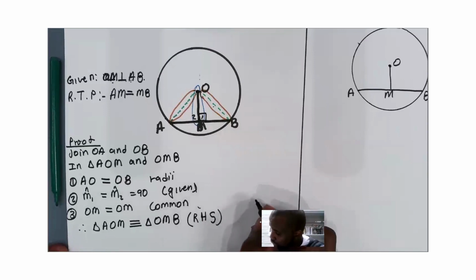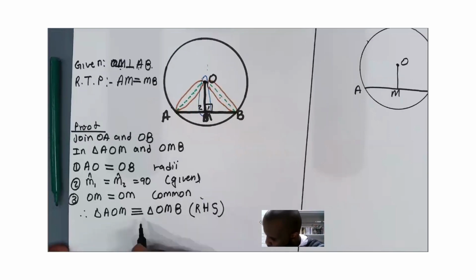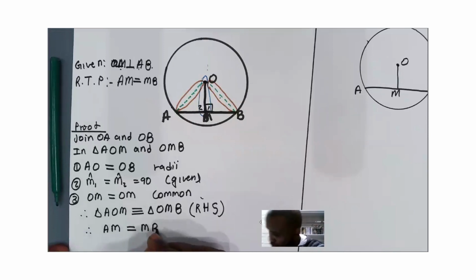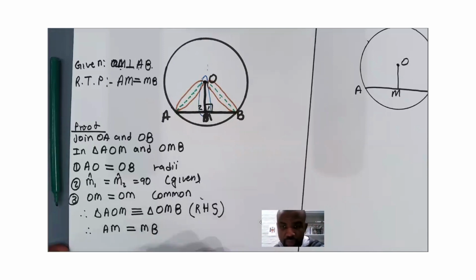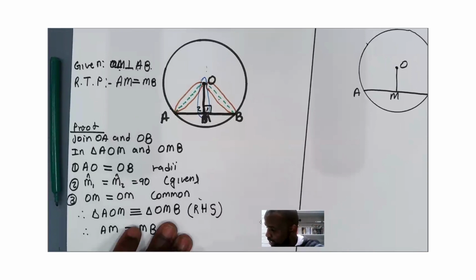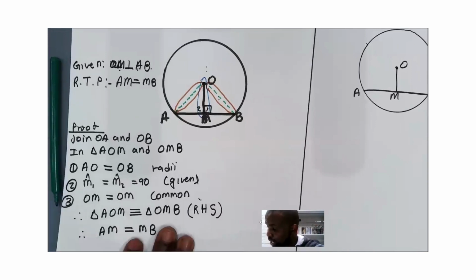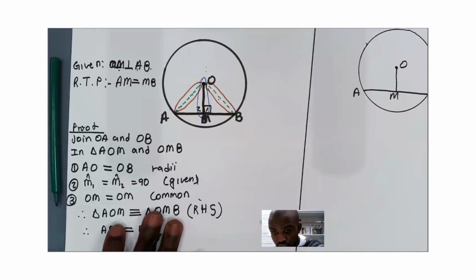Therefore, if sesiphuvile i-congruency, therefore u-AM uyalingana no-MB. Now this sekuyalingana because we've already proved ukuthi lama triangle ethu wo-2 they are congruent, or they are equal, but they are not similar. I hope you get that one. Now we are done with our first theorem, guys. Make sure you know how to prove this theorem.